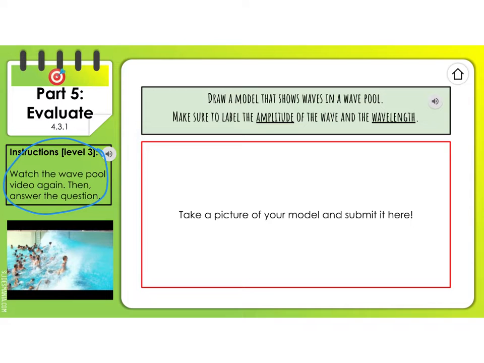You want to make sure that you're labeling the amplitude and the wavelength. So you decide what you want your wavelength and your amplitude to do. Take a picture of that model and then submit it in the red box.